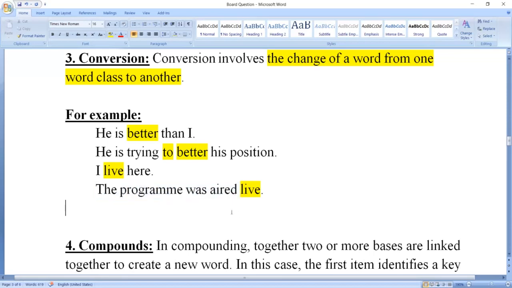The program was aired live. That is, the program was broadcast directly. That is not recording, rather it was live. So here, as it is giving how the work was done, live is an adverb. In the first sentence, live is a verb, but here live gives the pronunciation of live, and it has been used as an adverb. So in this way, by the conversion, or the changing of a word from one class to another, we can make a new word. Okay, so this is the third one.